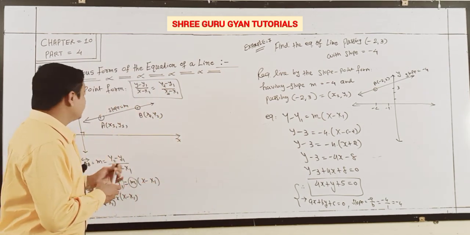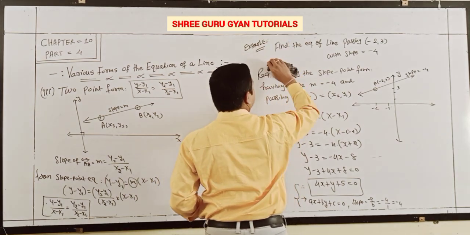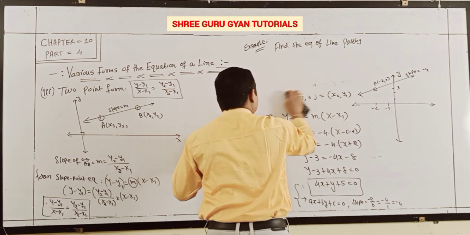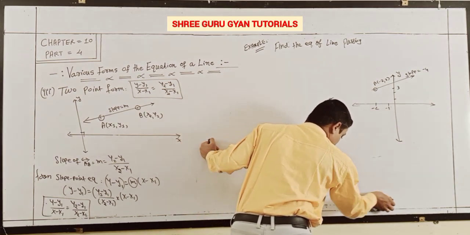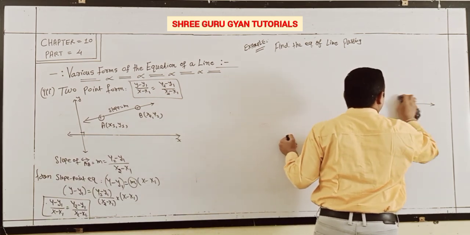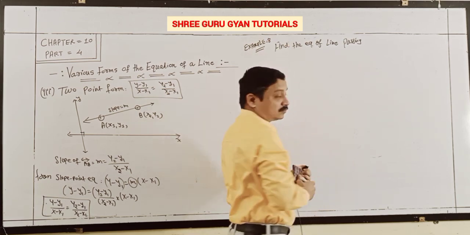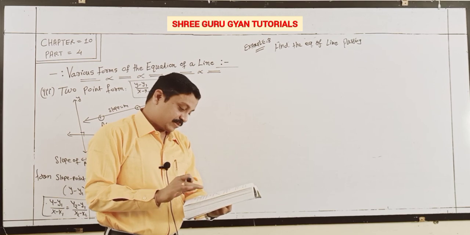So now students, we are going ahead with example number 8. Find the equation of the line passing through two different points. Here, given two different points, we can operate this in a simple way. Example number 8, passing through points.